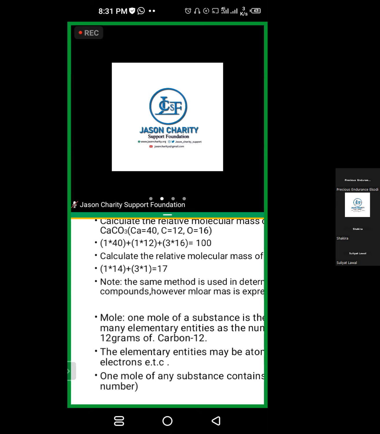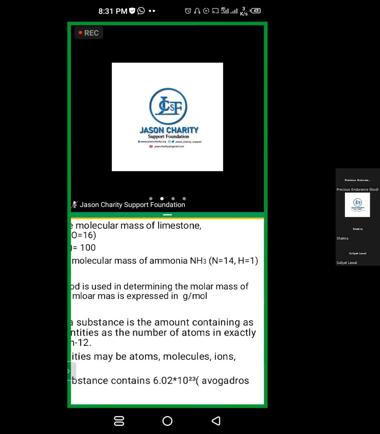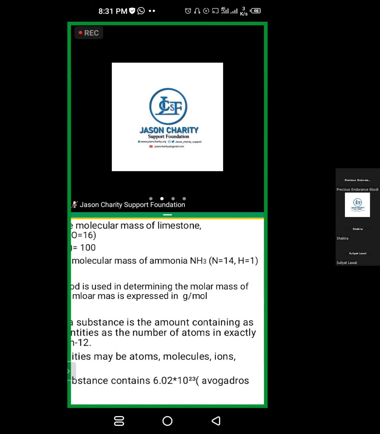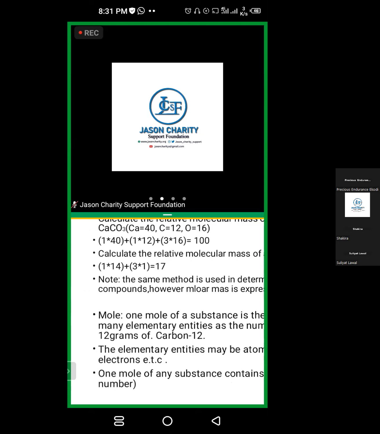Now, see another example here. The second one, calculate the relative molecular mass of ammonia. Ammonia is nitrogen and hydrogen. Atomic mass of nitrogen is 14. Atomic mass of hydrogen is 1. Now, because of that, we have 1 times 14 plus 3 times 1. Remember, hydrogen here has 3 atoms, so that we have 3 times 1, so that gives you 17.